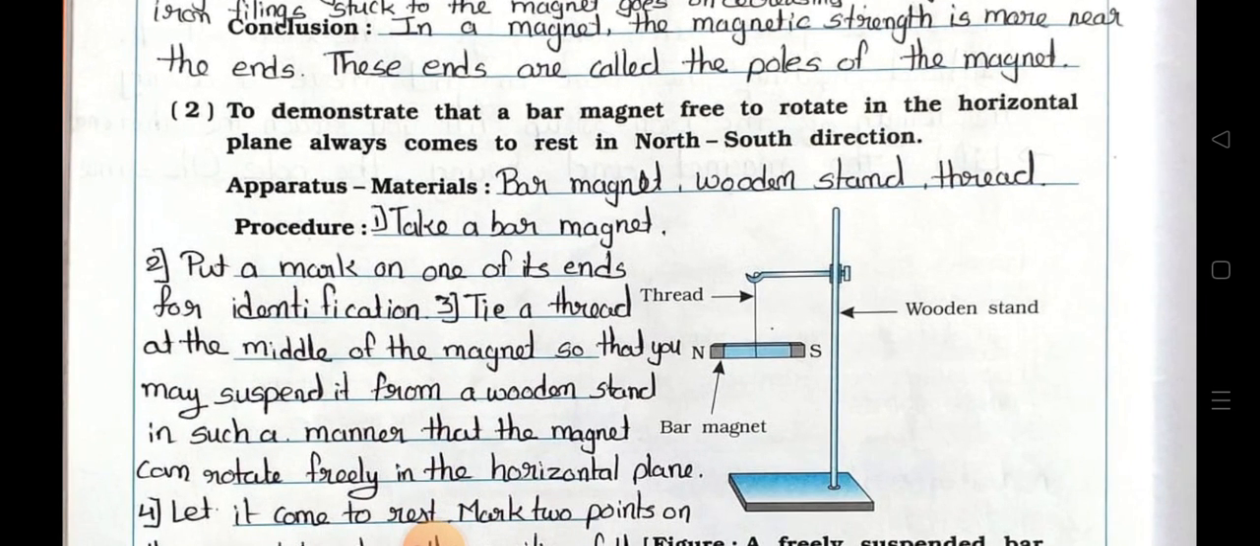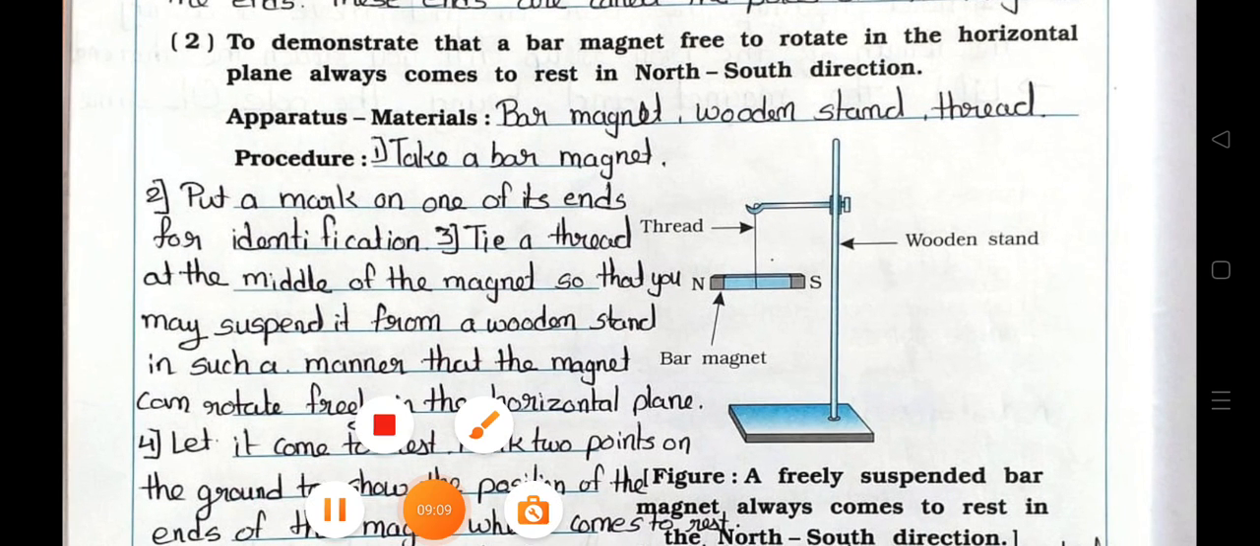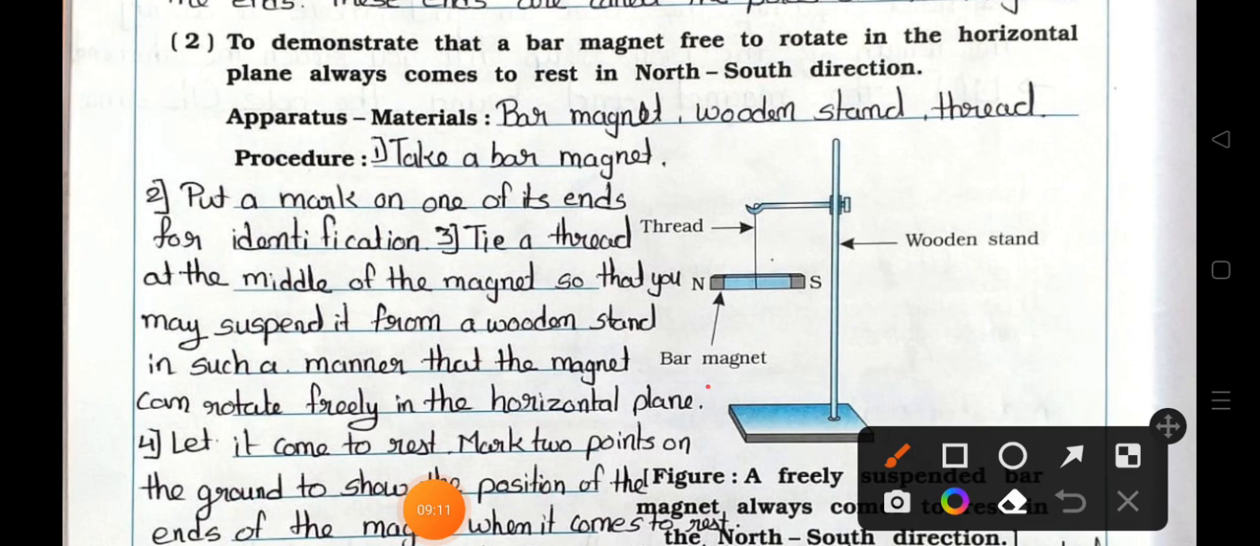See number 2. To demonstrate that a bar magnet free to rotate in the horizontal plane always comes to rest in the north-south direction. Apparatus and materials are a bar magnet, wooden stand, thread. Here the bar magnet is there, the north-south direction, the thread and wooden stand. Procedure: take a bar magnet, put a mark on one of its ends for identification.